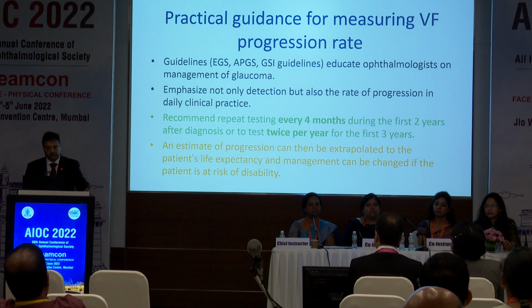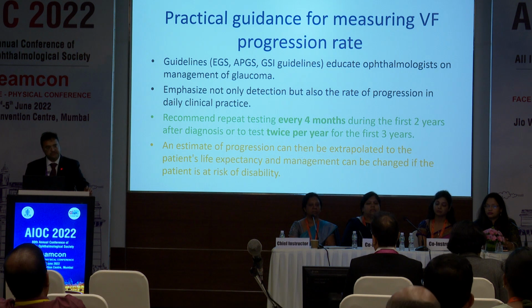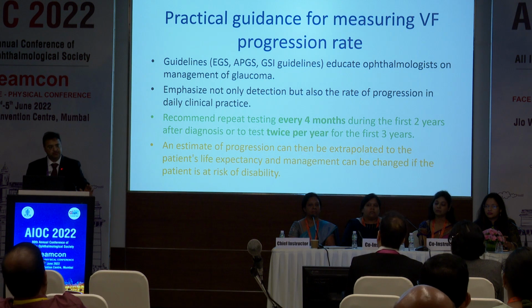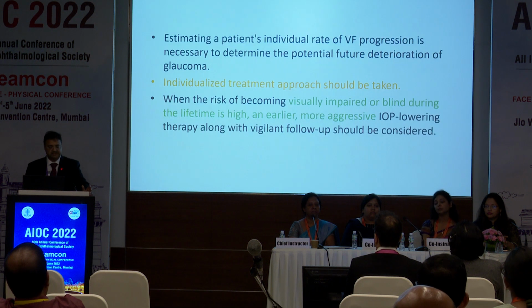They emphasize not only detection, but also detecting the rate of progression in daily clinical practice. What is recommended is a visual field every 4 months for 2 years, or at least twice a year for the next 3 years. So basically we need 6 visual fields over a period of 2 to 3 years to look for progression. An estimate of progression can therefore be related to the patient's life expectancy, and management can then be changed if the patient is at risk of disability.